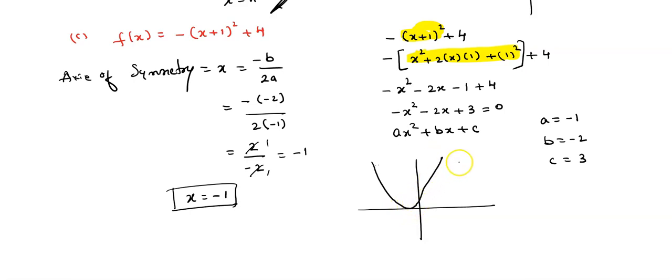Okay, so this is my axis of symmetry. As you can see here, this is x equals minus 1. This will be my axis of symmetry. Actually, you get a parabola curve, something like this. Okay, good. I hope you all have understood how to find the axis of symmetry, right?